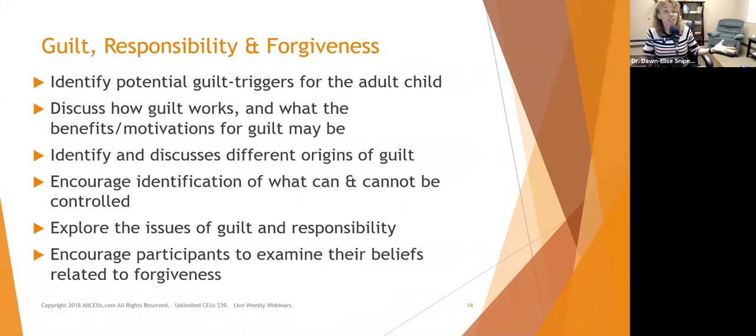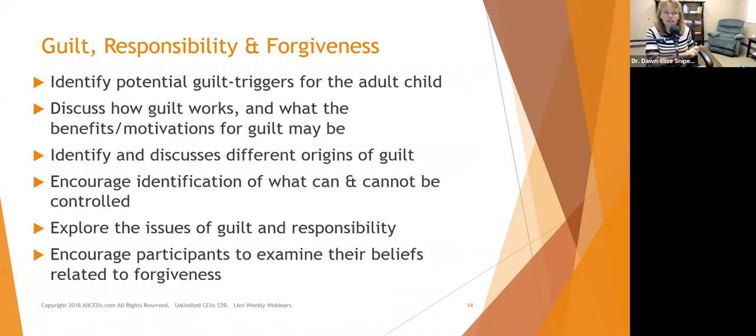I'm going to acknowledge that it's going to happen, and it's just kind of like when there's a thunderstorm in the middle of the day. It's one of those things I know is going to happen, and it just comes and it goes. So helping them develop that distress tolerance and radical acceptance in order to get through some of these things. Explore the issues of guilt and responsibility.